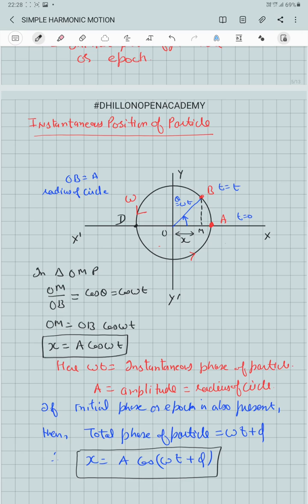Remember, x is not the position of the particle which is moving along the circle, but x is the position of the projection of the particle, which will be moving along a straight line from A to D and then back from D to A. In this case, we have considered the particle starting from point A, so the initial phase is 0. But if we consider that the initial phase is not 0, then the total phase of the particle will be omega t plus phi. In that case, the equation of x will be x equal to A cos of omega t plus phi.